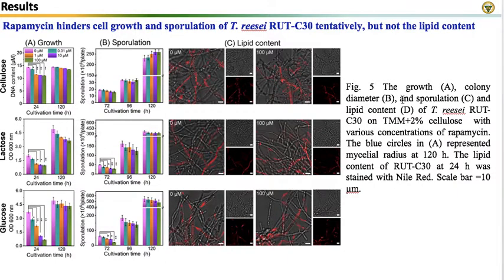There was no significant difference in the fluorescence intensity and the lipid form between rapamycin-treated Trichoderma and the untreated one, which was independent of the carbon source, implying that lipid synthesis in Trichoderma was not affected by rapamycin.